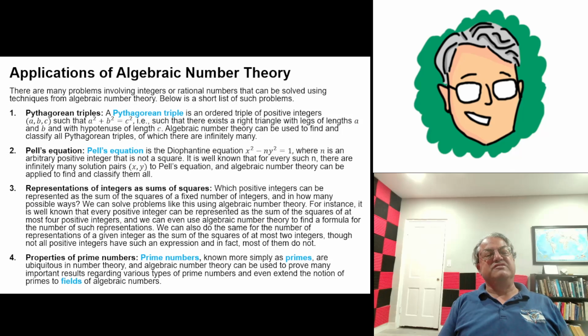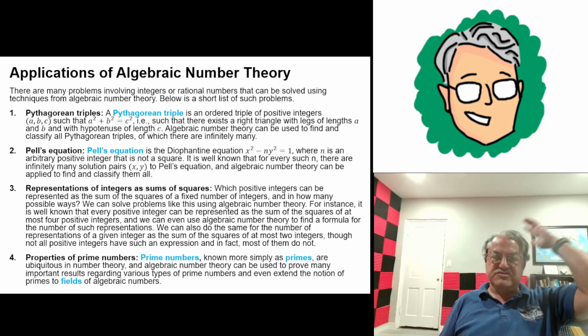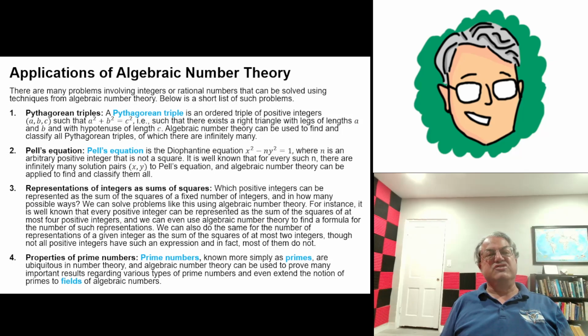Pell's equation is the Diophantine equation x squared minus n y squared equals 1, where n is an arbitrary non-square positive integer. It can't be a perfect square like 1, 4, 9, 16. If n is a perfect square, there's no solution. But if n is not a square, like 2, 3, 5, 6, or 7, and most positive integers aren't perfect squares, then this equation has infinitely many solutions. And you can find them all pretty easily using algebraic number theory.